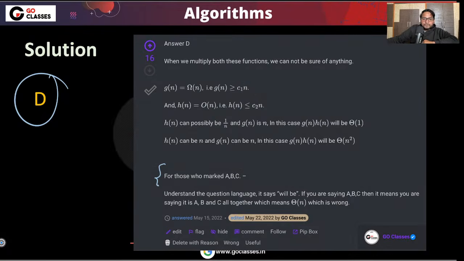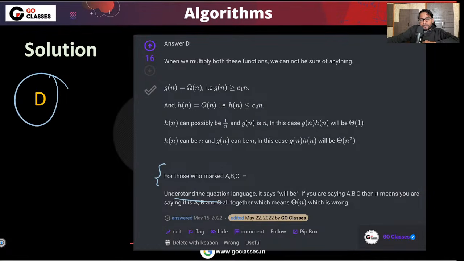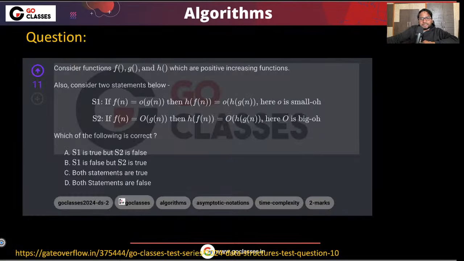Then the question is saying, what will be the value of Gn into Hn? So if you are saying this will be the value, this will be the value, this will be the value, in fact, you are saying all of them will be the value, which means you are saying theta. Understand the question language. It says will be. If you are saying ABC, then it means you are saying ABC together. This means theta of n, which is wrong. So D is the correct answer. You can't comment what will be the value. Hn can possibly be 1 by n, Hn can be just n or anything. It depends.